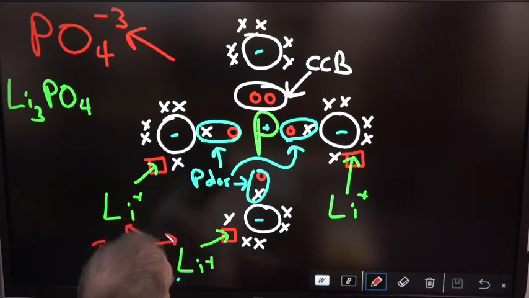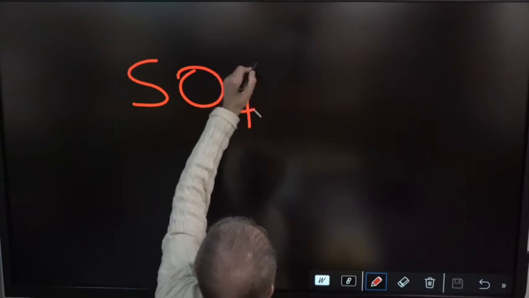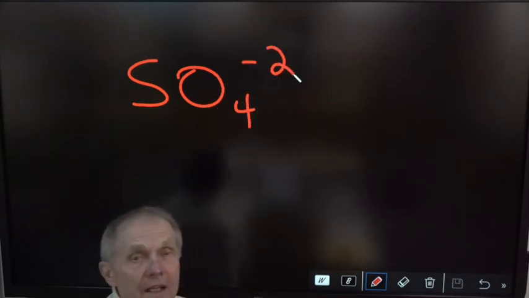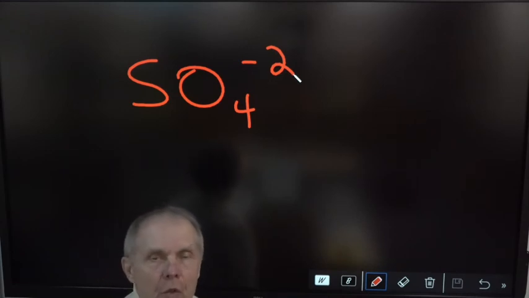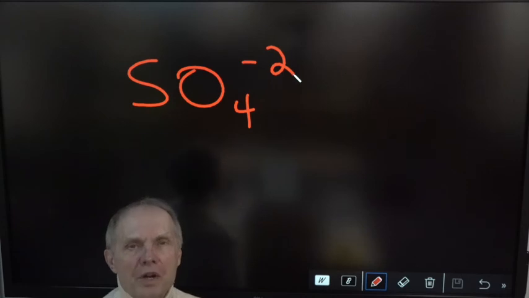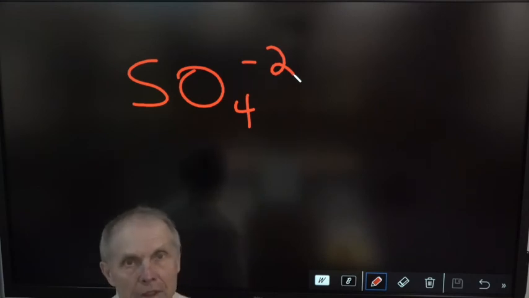Okay? So, what I'd like you to do for homework is this. I would like you to electron dot SO4 minus 2, show where the polar bonds are, show where the coordinate covalent bonds are, and then satisfy it by putting a metal on top of it. That's your homework. I hope you understand coordinate covalent bonds.